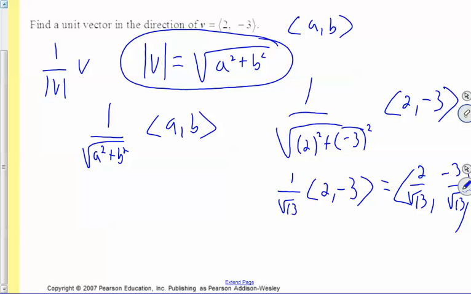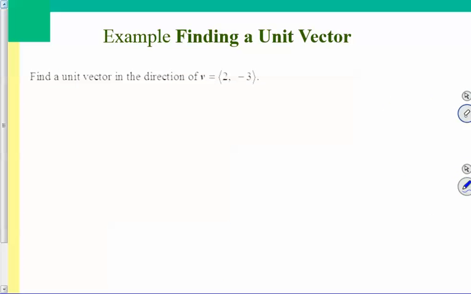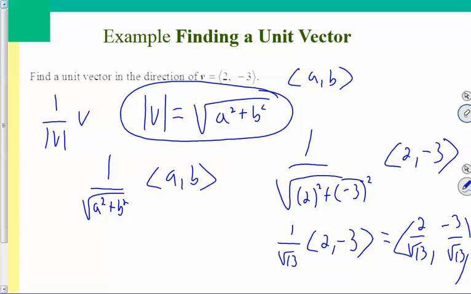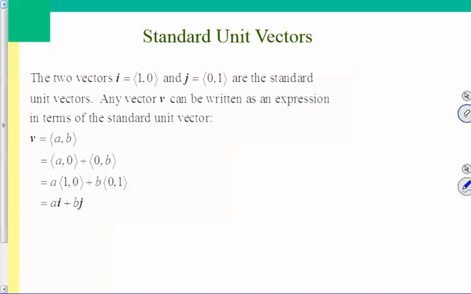So part two of this video for vectors is finding a unit vector in the direction of v, which is what we just did in class. Picking up where that left off, I want to talk about the standard unit vectors and what that means.